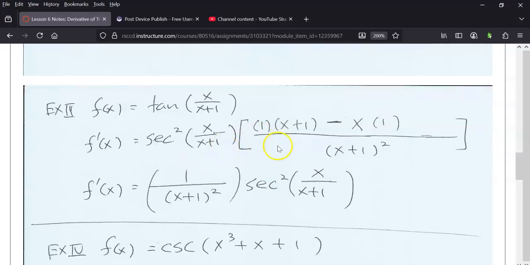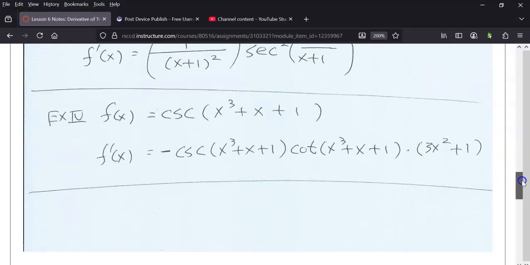The quotient rule says the bottom squared, and then the top is the derivative of the top times the bottom minus the top times the derivative of the bottom. Once you simplify this a little bit, when you distribute, x and x cancel out, so you're left with 1 over x plus 1 squared times what's in the front here, secant squared of x over x plus 1.